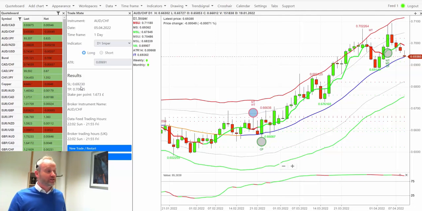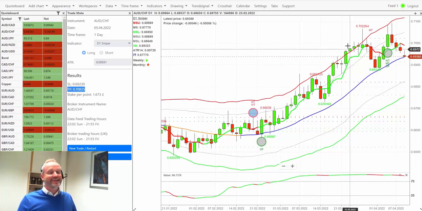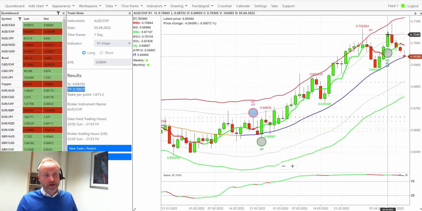I'm mostly interested in the target at this point because it was a nice winning trade. Take profit level of 70.82. So effectively from that buy there, we want this market to go up to beyond 70.82 and a half. What did the market do? Well, there's 70.85. It's gone beyond that.